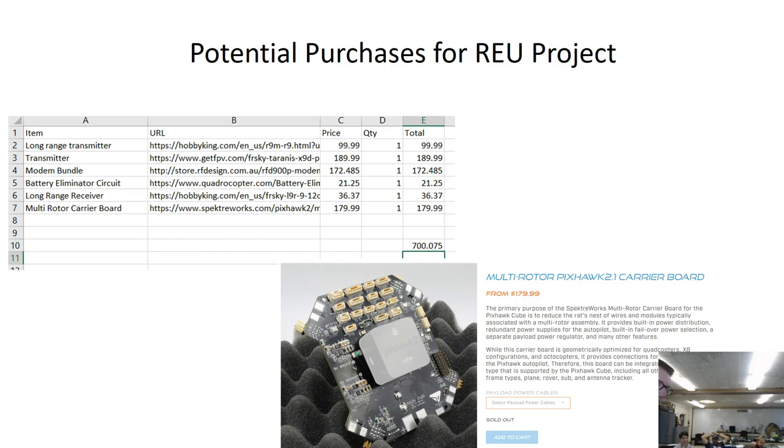I'm lining up the potential purchases for the REU. There's transmitters, some other stuff to upgrade the system. And then this is what I really, really want to buy. This is the multi-rotor carrier board for the Pixhawk flight controller. No ESCs are required, no anything. You're just going to stick the brain in there and connect the motors up. So it's going to simplify the design. All that wiring that is in there, like, gone. And it can support up to an 8-rotor system.